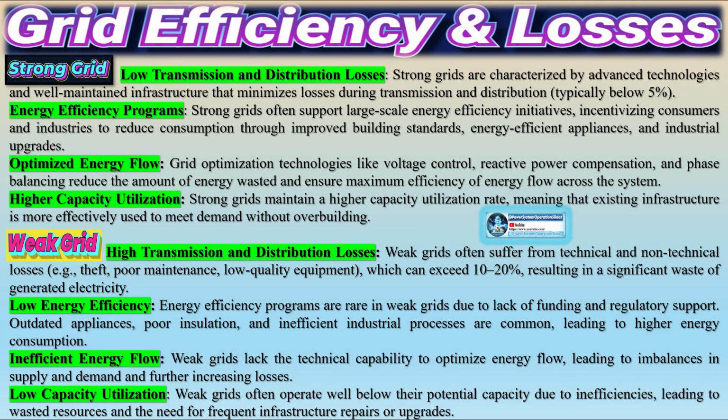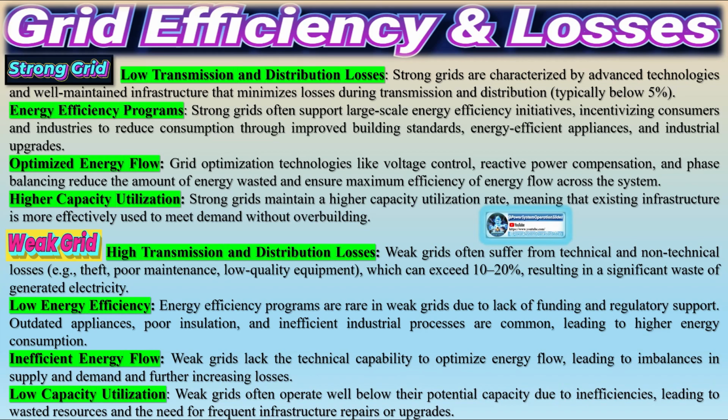Strong grids are characterized by advanced technologies and well-maintained infrastructure that minimizes losses during transmission and distribution, typically below 5%. Strong grids often support large-scale energy efficiency initiatives, incentivizing consumers and industries to reduce consumption through improved building standards, energy-efficient appliances, and industrial upgrades. Grid optimization technologies like voltage control, reactive power compensation, and phase balancing reduce the amount of energy wasted and ensure maximum efficiency of energy flow across the system. Strong grids maintain a higher capacity utilization rate, meaning that existing infrastructure is more effectively used to meet demand without overbuilding.